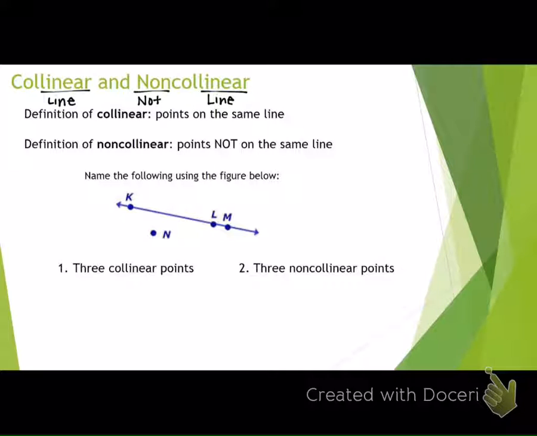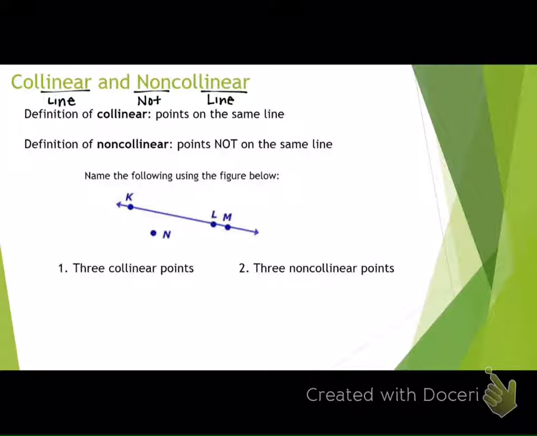So the definition of collinear is points on the same line. So along the same line, they're collinear. The definition of non-collinear is points not on the same line, which makes sense because non means not, so not on the line. So just try to use those context clues if it asks you to label something that's collinear versus non-collinear. Understanding what those little pieces mean can help you guys get there, all right?